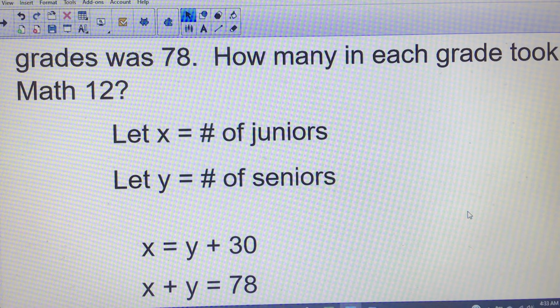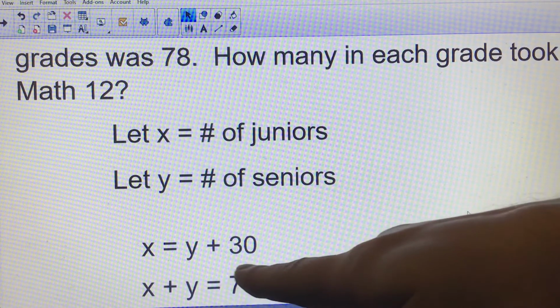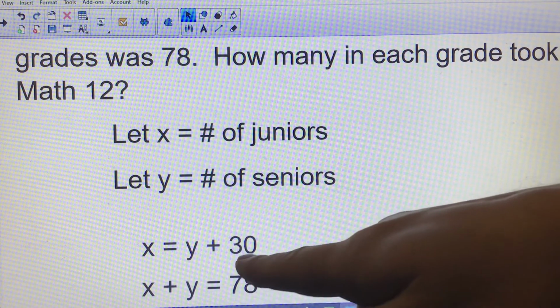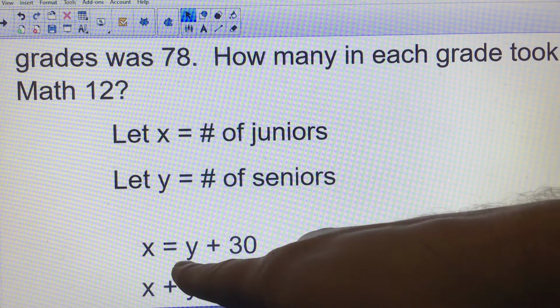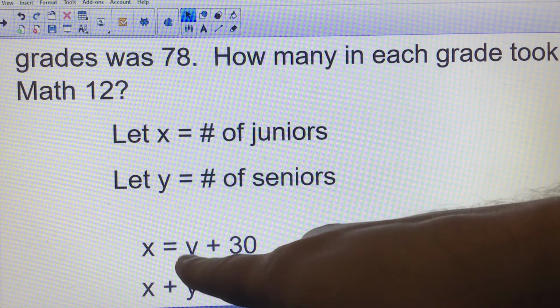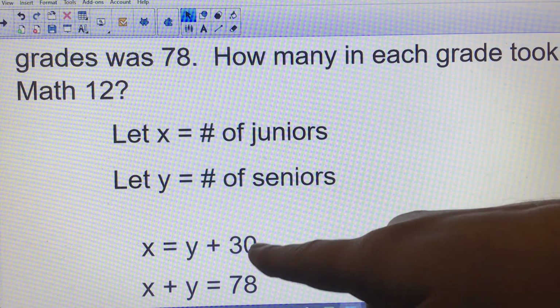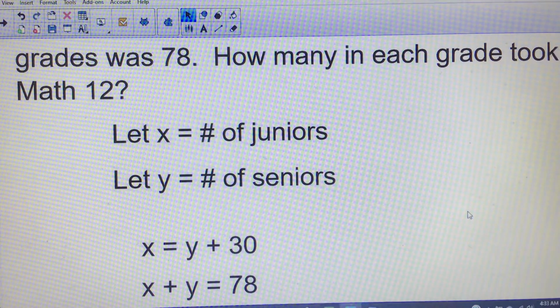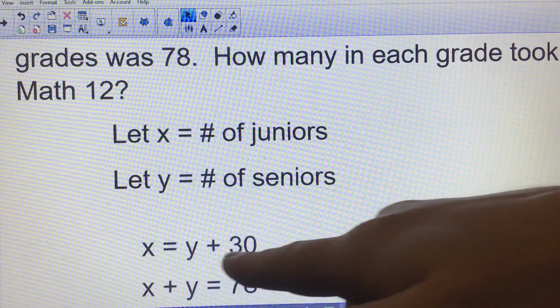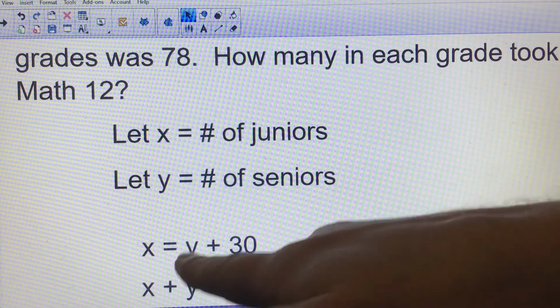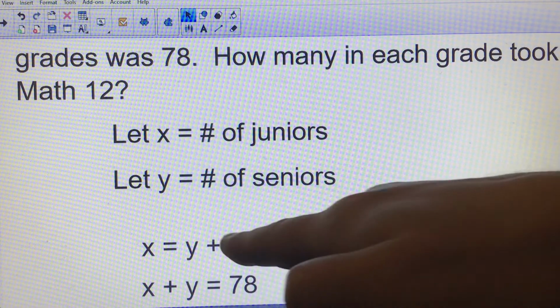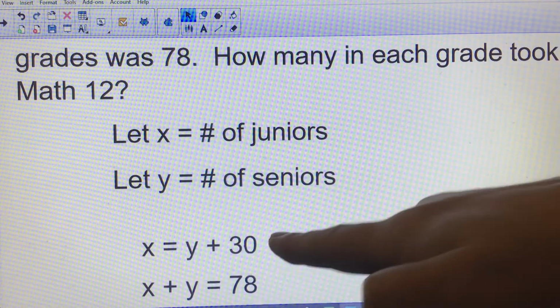Now remember, the juniors outnumber the seniors. So if I want to make them equal, I would have to add to the number of juniors. So the way I'm making this equation, I'm saying, if I take the number of seniors and increase it by 30, that matches the number of juniors, and that's what they said in the problem. So be careful that you don't add the 30 to the x, because it's the juniors that are more numerous. So I'm going to take the seniors, add 30, and that would match the number of juniors. So there's an equation.